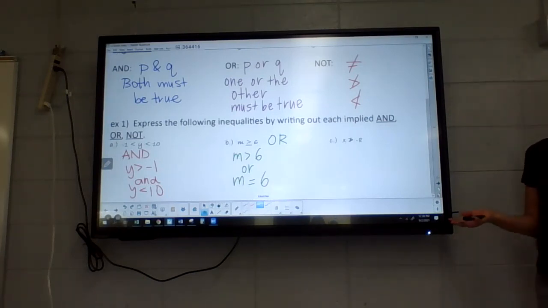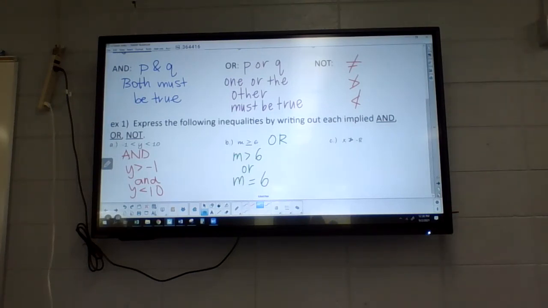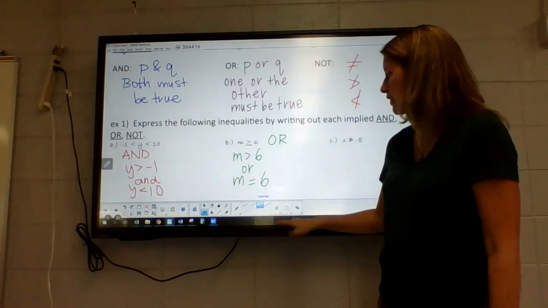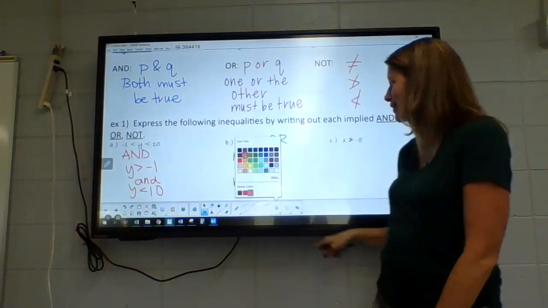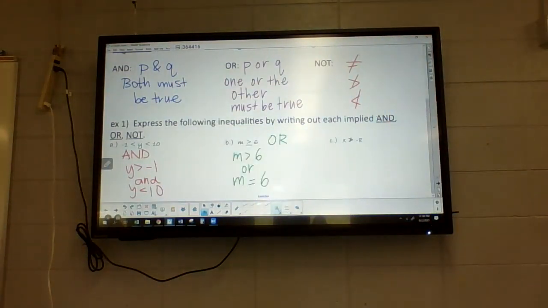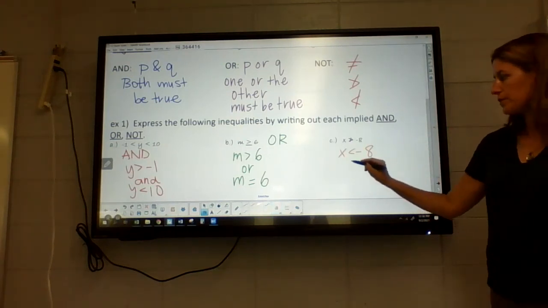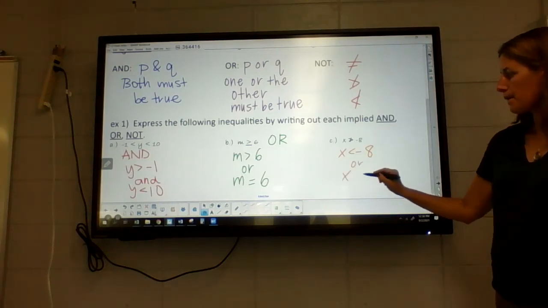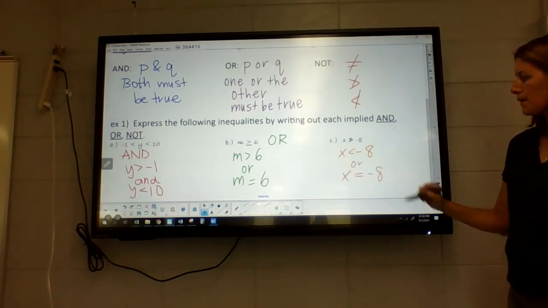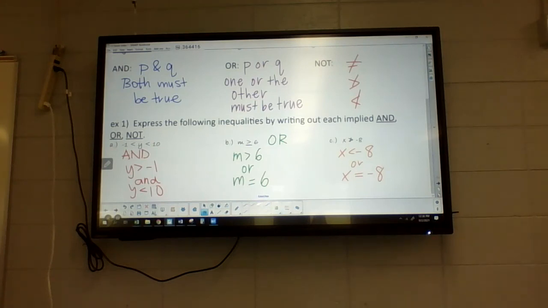The last one here is saying x is not greater than -8. So what could x be then? This one's a little bit different. What values of x would make sense? Less than or equal to. It could be less than or equal to. So just understand that you can write it both ways. Kind of just breaking that down a little bit. Okay.